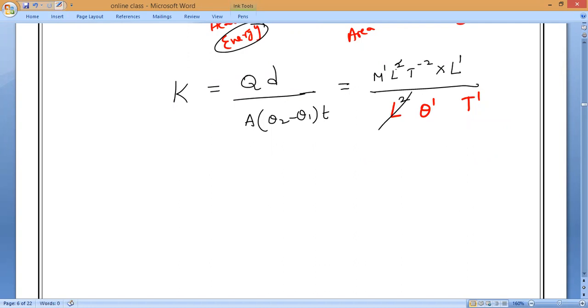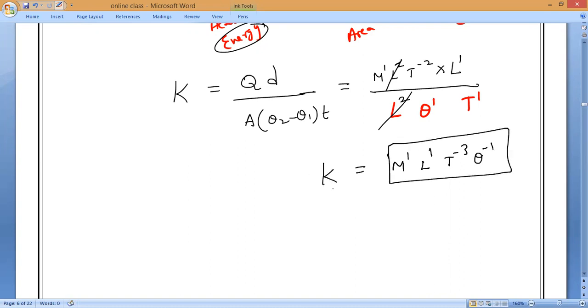Now, L power 2 will get cancelled. Now T power 1 will come up, it will become T power minus 3. So M power 1, L power 1, T power minus 3 and theta power minus 1. That's all, the dimensions of K. Okay? Do it fast. Any doubt?